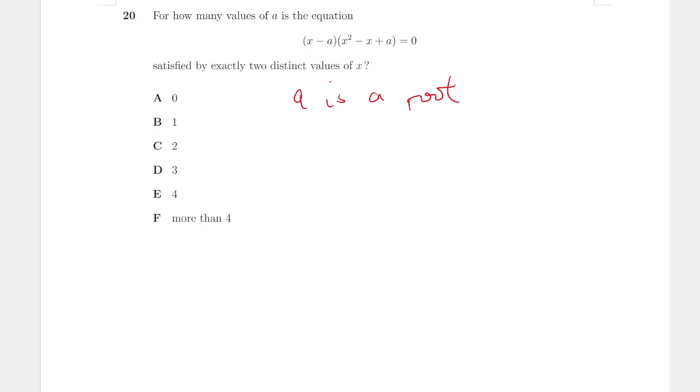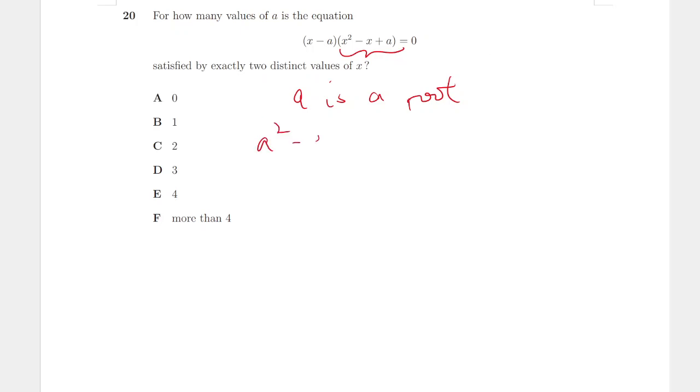So what we're going to do is make sure that this guy also has a as a root, right? Then we get two a's, which is great, because then you get repeated a's, so you only have two distinct roots at the end. Because this is a cubic, this whole thing is a cubic, so you would expect three solutions. With three solutions, if two of them are the same, then at the end you get two distinct values of x. So we need to make sure that a also solves the second guy.